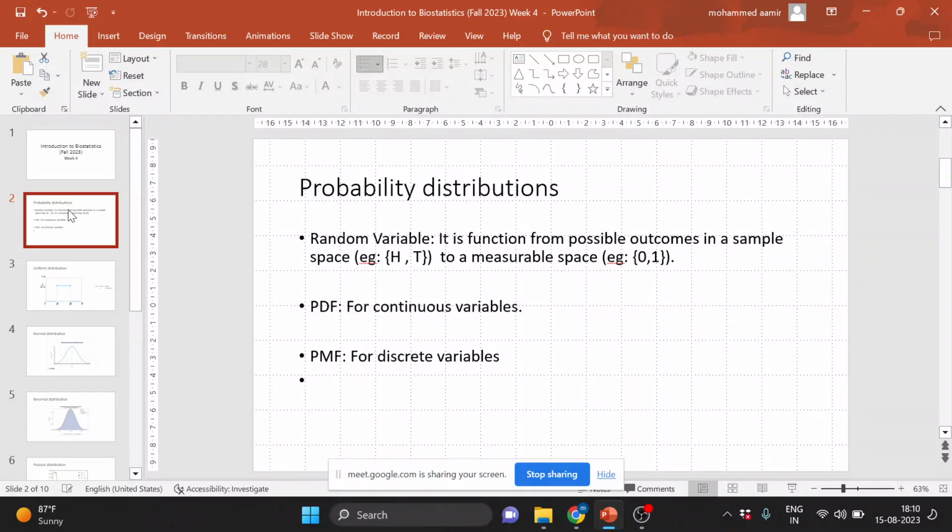that takes your possible outcomes in a sample space, for example head or tail, to a measurable space. For example, you can represent head as 0 and tail as 1. Now you have come to the space of real numbers. You can represent your head and tail on a number line. When you do that, your head and tail become random variables.